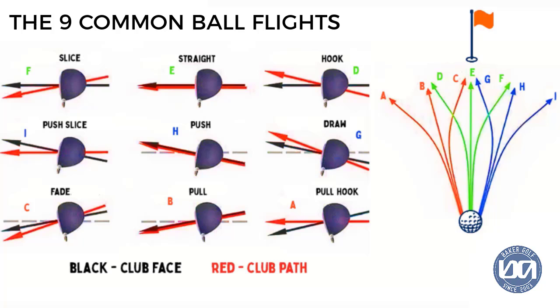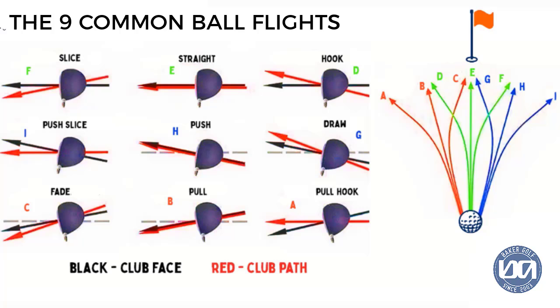Alright, so if we take E, which is the straight shot over here, for the straight shot to happen we've got to have a square club face, so the direction that the club face is aiming in needs to be square to your target. And if you look at the red line, your club path through impact needs to be traveling directly online towards the target. That's going to create the straight shot.